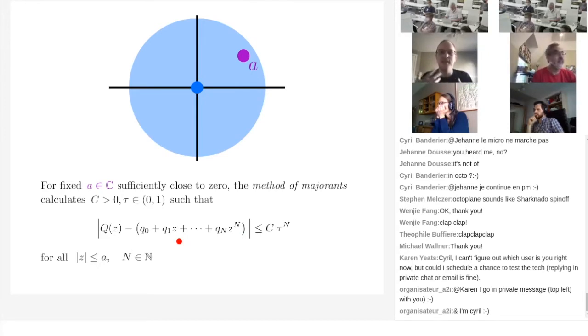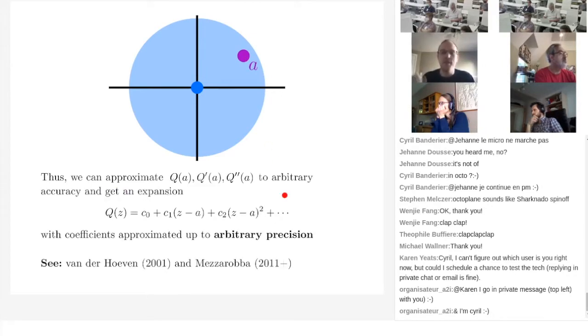So you can decide accuracies for all these things, and then you can approximate your generating function at this point, say A over here. And of course, you can not only approximate your generating function, but you could approximate its derivative and second derivative, because these are also d-finite functions. And then that allows you to recover an expansion of your generating function at this point A, it's arbitrarily close to the origin, where these coefficients are approximated up to arbitrary precision. So you give a precision, and you can approximate them to that precision.